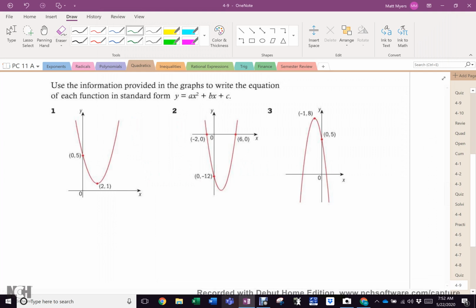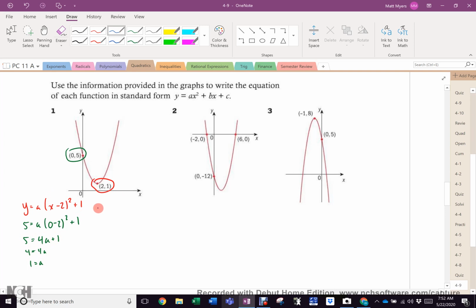Alright, so here we are on page 116. We have a vertex, so we know it's y equals a(x minus 2) squared plus 1. Then we've got another point that we can plug into that. So 5 equals a(0 minus 2) squared plus 1. 5 equals 4a plus 1. 4 equals 4a, so a equals 1, which means we don't need to write it.